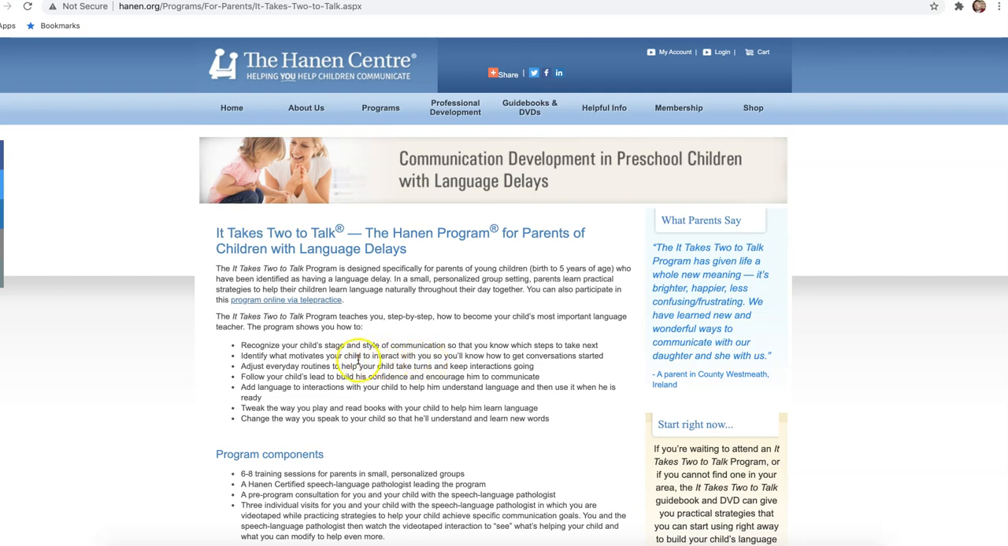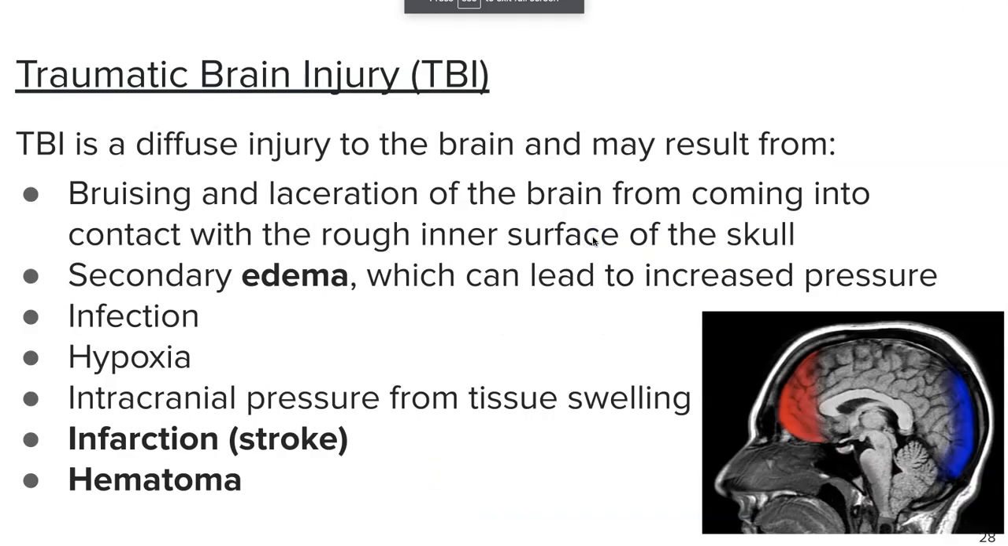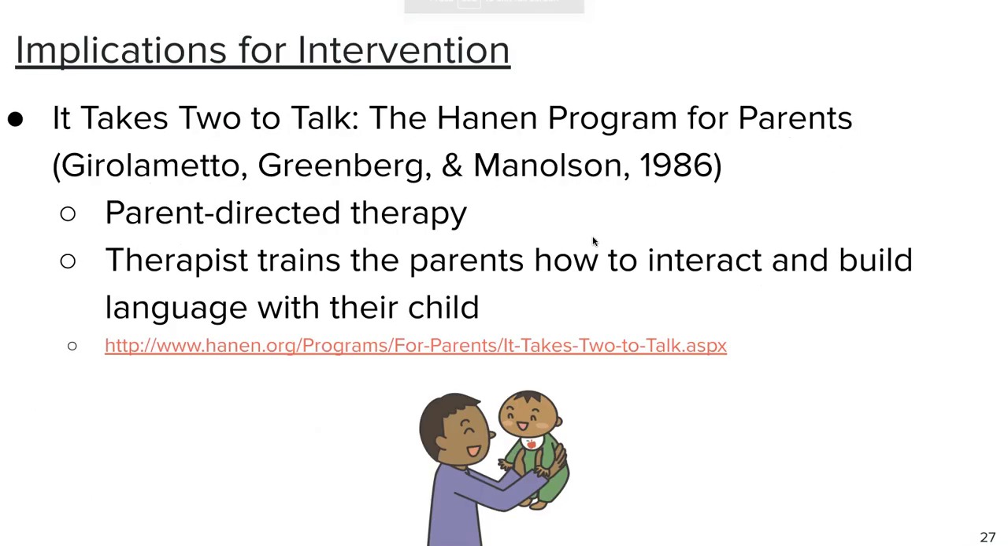Identify what motivates your child to get conversation started, adjusting routines to help with turn taking and interaction, following the child's lead to build their confidence and encouraging talking, adding language to interactions, changing the way you play and read books, again, to engage and increase talking and language, and change the way you speak to the child, again, so that they'll understand and learn new words. That is all going to be a part of that. Okay. All right, and we're going to stop right there.